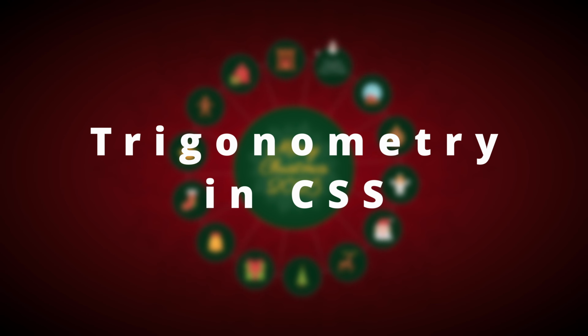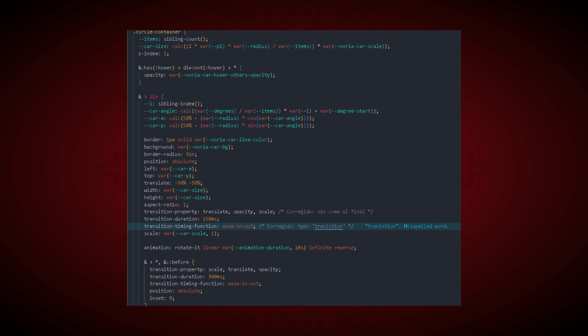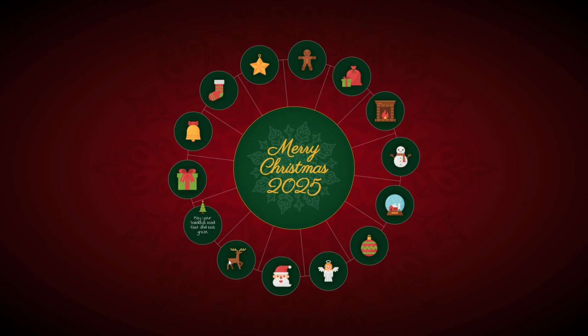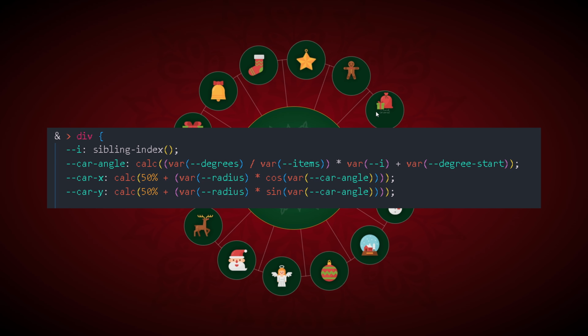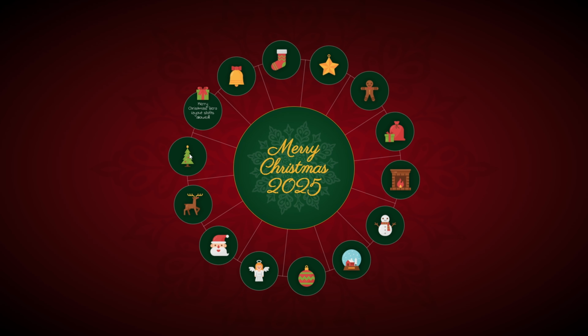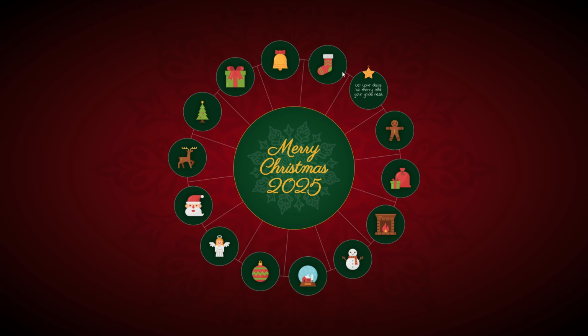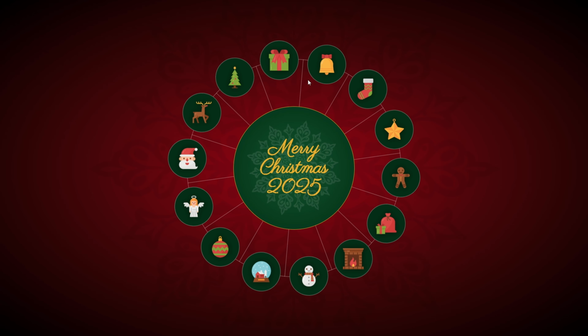Trigonometry in CSS. Here we use trigonometry to position the icons using sine and cosine. To calculate the angle of each element, each item receives an angle based on its index, car angle. To calculate the position, the cosine of the angle is multiplied by the radius. The same logic applies for the x and y axes. To find the center, we add 50%, so the 0 point of the calculation becomes the center of the screen.